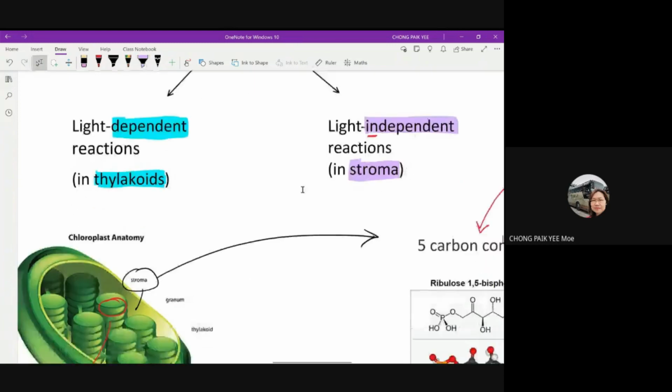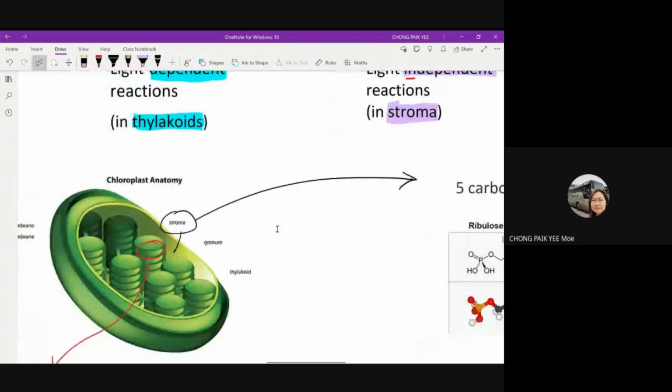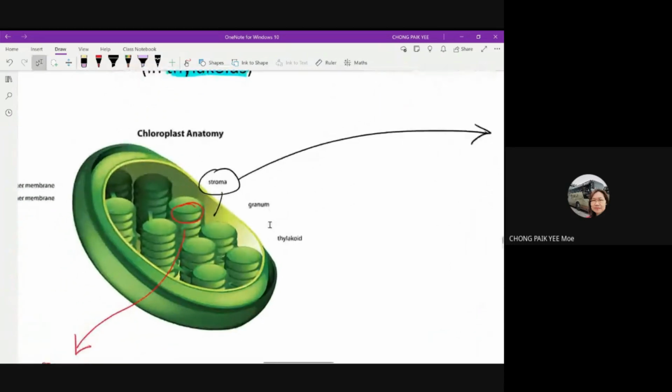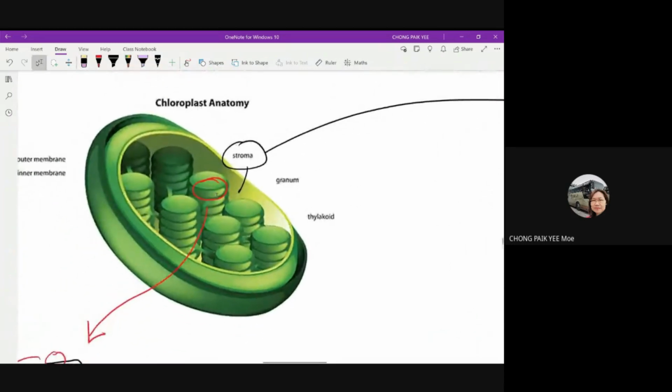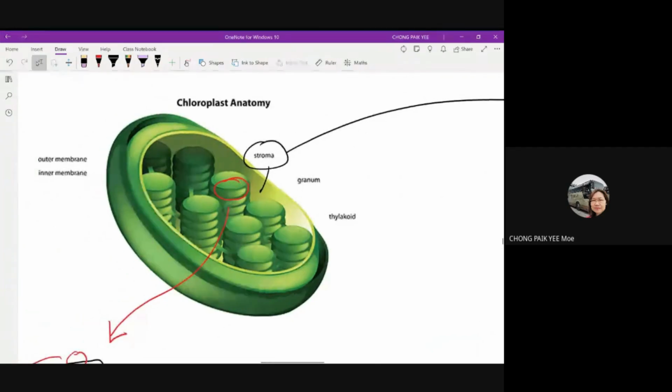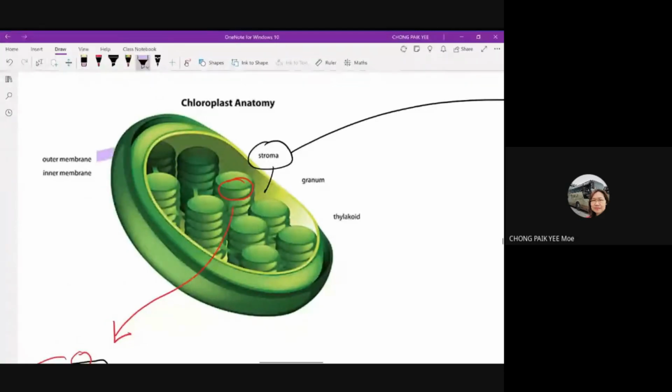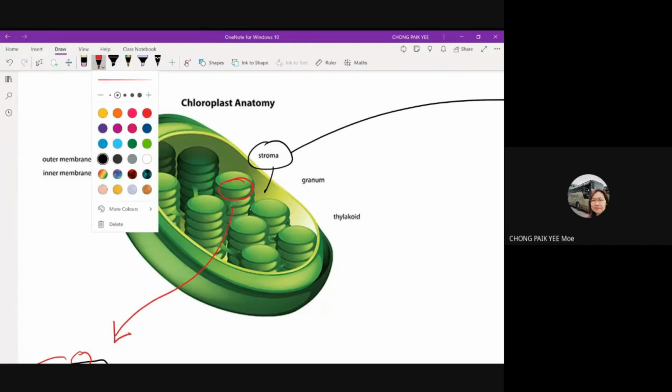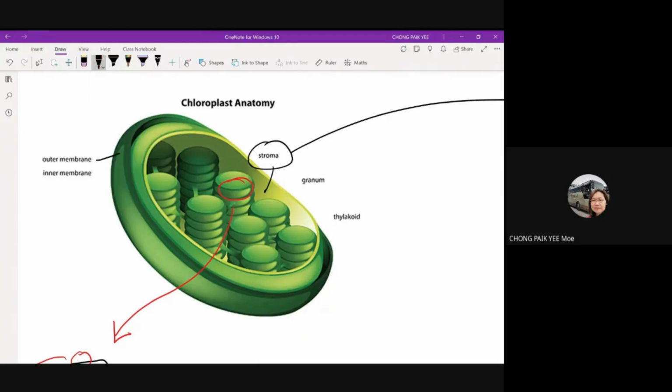First of all, if we look at the anatomy of the chloroplast, let's revise this. You have stacks of discs. First of all, you have the outer membrane, which is here. Sorry, I will need to write using a marker. This is the outer membrane, and this is the inner membrane, so the chloroplast is a double membrane organelle.